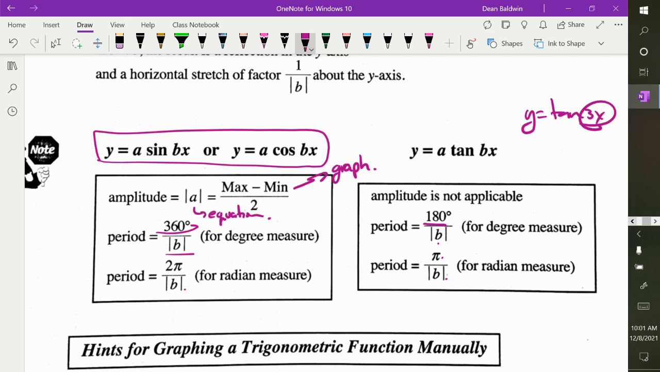And the amplitude for a tan graph is not applicable because you don't have a max or a min. However, I can write 2 tan x, I can say, what is your a value? And you would tell me it's 2. If I said, what is the amplitude? You would say not applicable or infinite. Does that make sense? Because there's no max or min on a tan graph. Okay?